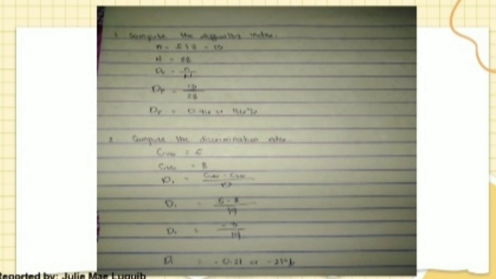More students from the lower group got the item correctly. Therefore, it is a negative discrimination. The discrimination index is negative 21%. So no need to analyze the distractors because the item discriminates negatively. We need to modify all the distractors because they are not effective. Most of the students in the upper group chose the incorrect options. The options are effective if most of the students in the lower group chose the incorrect options.